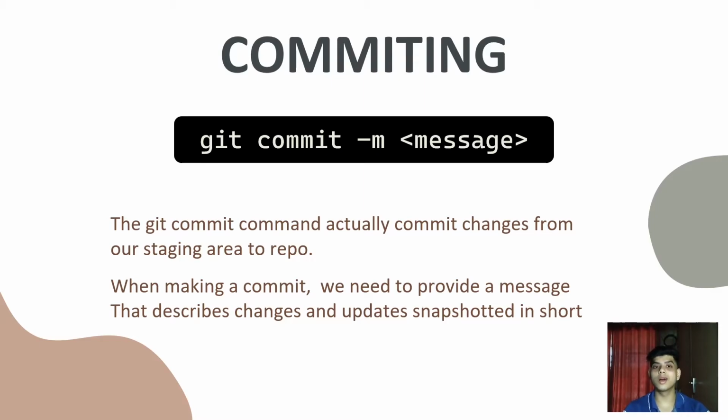So we come to committing. Git commit will actually commit changes from the staging area to our git repository. Whenever we make a commit, we need to provide a message that describes the changes and updates snapshots in short. Like I said, whenever you are adding something to the repository, you need to give some message. So let's do this: git commit -m, then the message that you want to write. Let's see the syntax now.